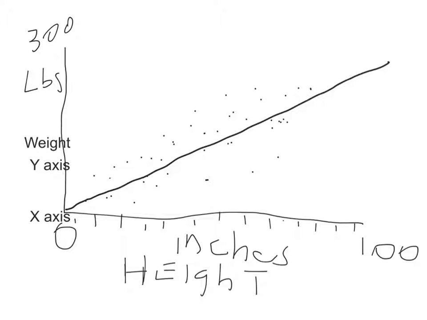So here we are, I just talked about, on the horizontal, this right here, that's the x-axis. On the vertical, that's the y-axis. On the bottom we have height in inches, and on the y-axis we have weight in pounds. And all these little dots are different individuals who have a certain height and a certain weight together.